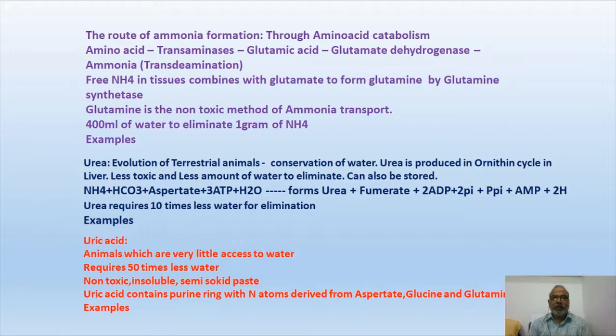The other very important excretory product is uric acid. Uric acid is the excretory material in those animals which have very little access to water. So they convert the urea into uric acid, because uric acid needs 50 times less water when compared to the elimination of ammonia. That's why uric acid is preferred as the excretory product in certain desert animals or certain animals which do not have any access to water. Uric acid is also a non-toxic material. It is insoluble in water and can be eliminated as a semi-solid paste. Uric acid contains a purine ring with nitrogen atoms. These nitrogen atoms are derived from aspartate, glycine, and glutamic acid. Uricotelic animals are lizards, certain reptiles, and insects.